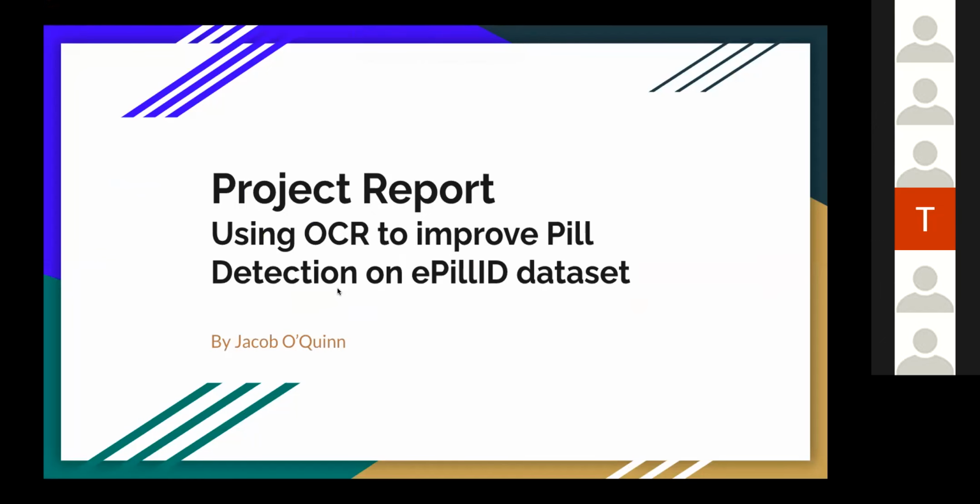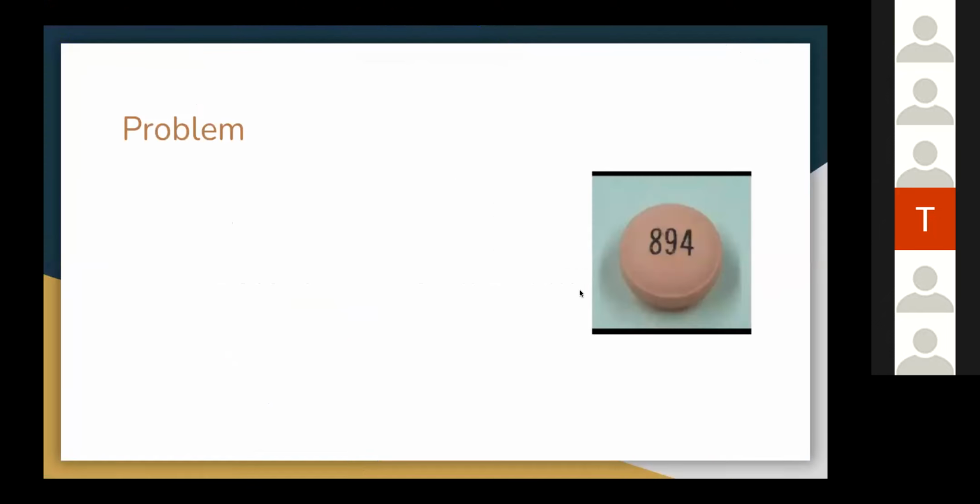All right. So I'm going to be going over trying to use optical character recognition to improve pill detection on the ePIL dataset. This is one of the suggested projects from Dr. Chen. The problem comes from trying to identify which pill we're dealing with. This is a common problem doctors have to deal with, lots of pills. It'd be nice to speed up the process, and for consumers, if something gets mixed up, it's better for them to have a way to tell what they're dealing with.